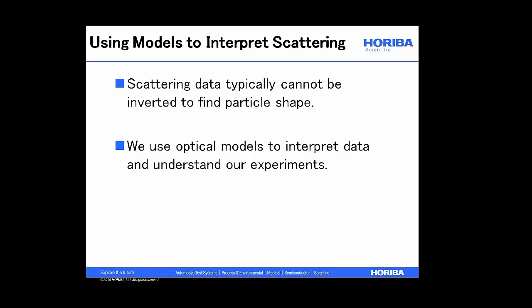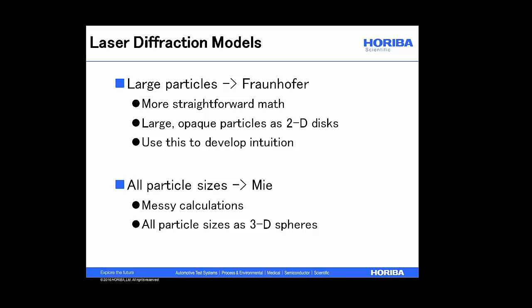The second is that what we do is we use optical models to interpret the data and understand our experiments. So it turns out to be a fairly manageable problem to go from a particle size and figure out the scattering pattern, but somewhat less manageable to get from a scattering pattern and go back to a particle size. So we just calculate the pattern for every possible size, see what fits.